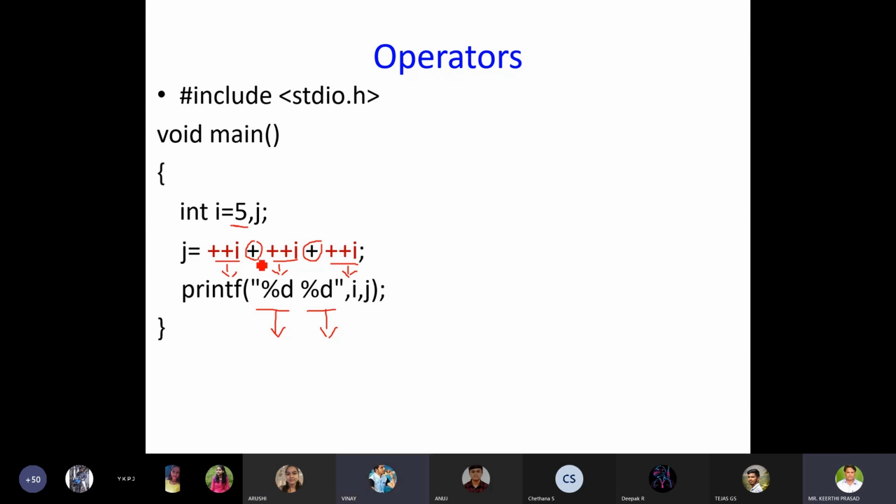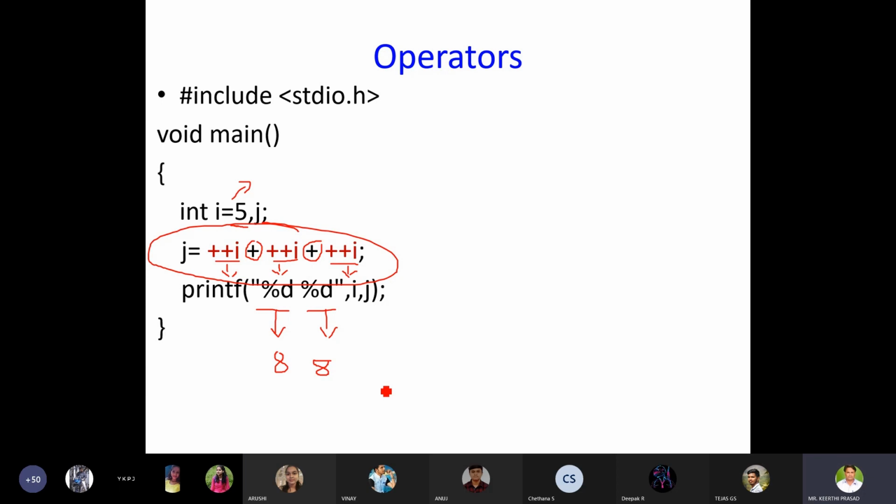Initial value, to make you understand, before execution of this, I value is 5. You remember this. And J we don't know. After executing this, 3 times I is incremented. Then the summation statement will execute. After that, J will be having some value. So what is the expected result from this? I is 8, and J is 8. Both I and J are 8. Okay, any other answer?